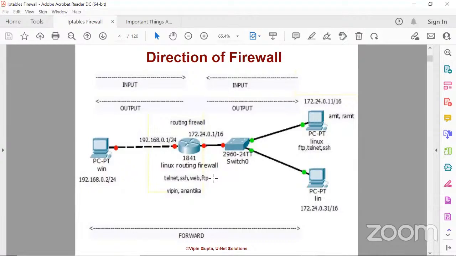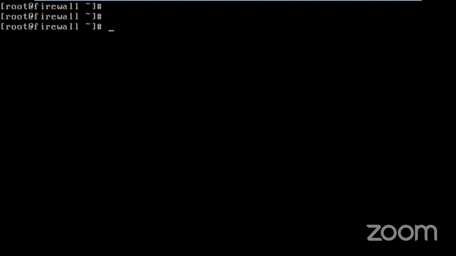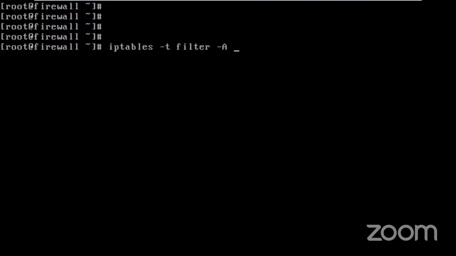So let me go to our lab again. Then we will see why would somebody like to block this ping type of traffic. So let me first write the rule. So I'm going to say iptables, type of firewall is filter, again -A INPUT, direction is very important. Then protocol I have to specify.